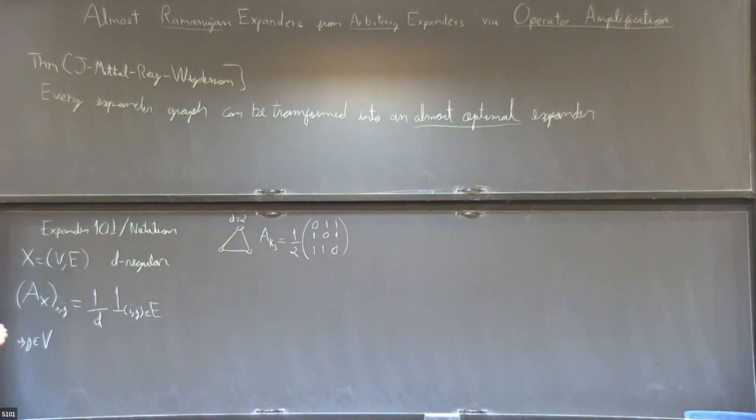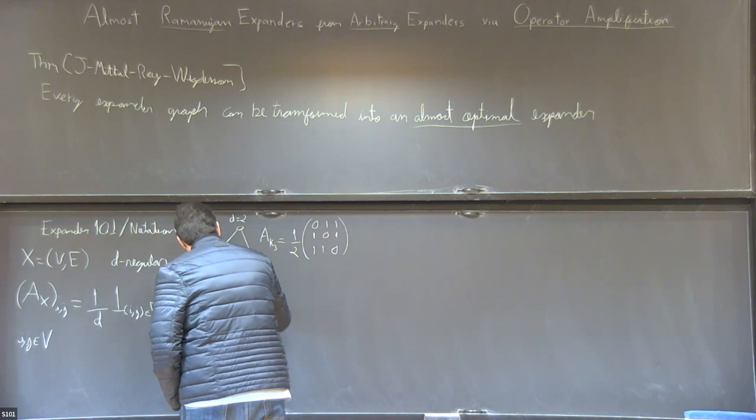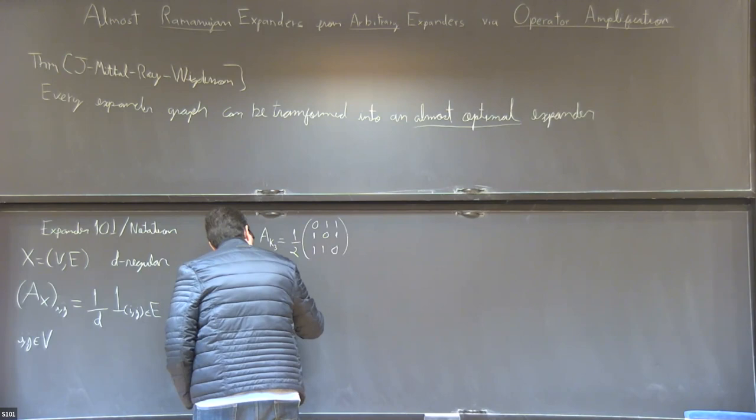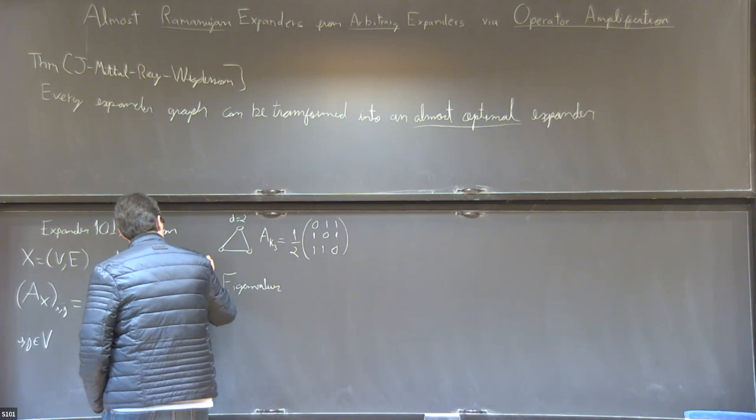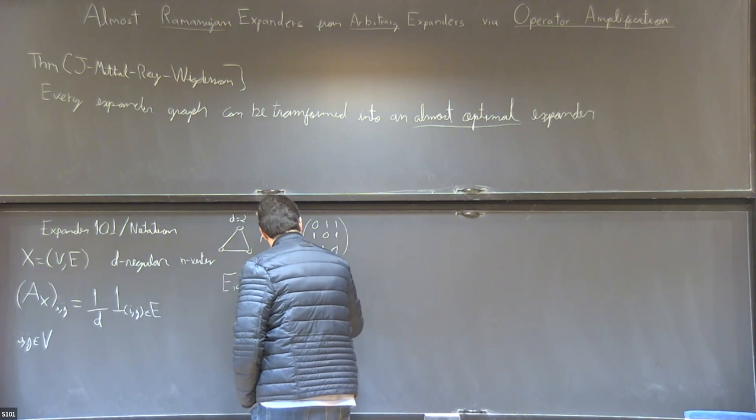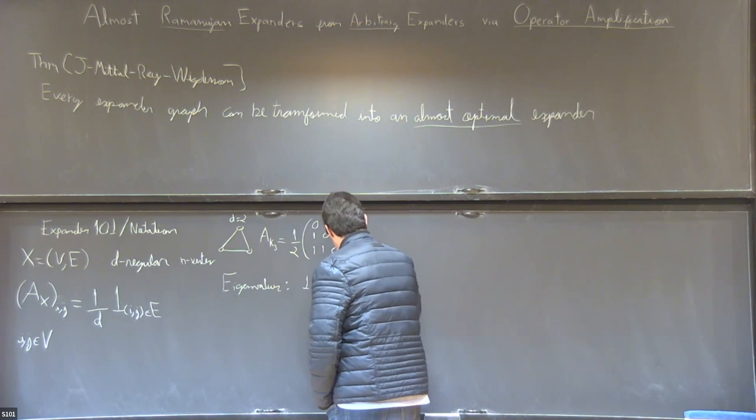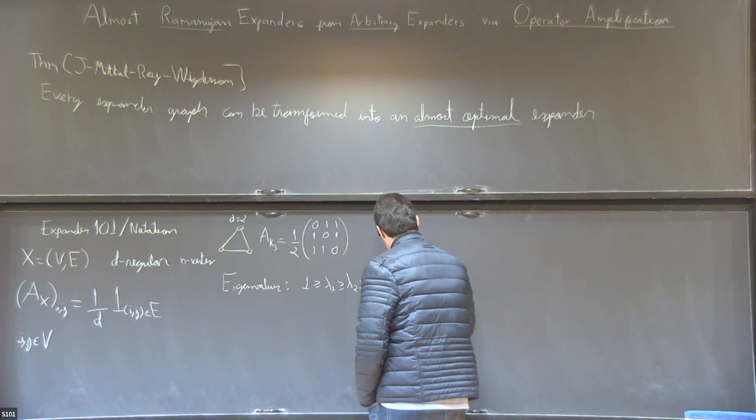So we have this real symmetric matrix, right? We know that the rows form a probability distribution, they sum to 1. So in particular, it tells us about the eigenvalues. Let's say that this is an n-vertex graph. Then we can sort the eigenvalues, and you know that the largest one is going to be at most one. So we have lambda 1, lambda 2, and so on, up to lambda n, and they are between 1 and minus 1.